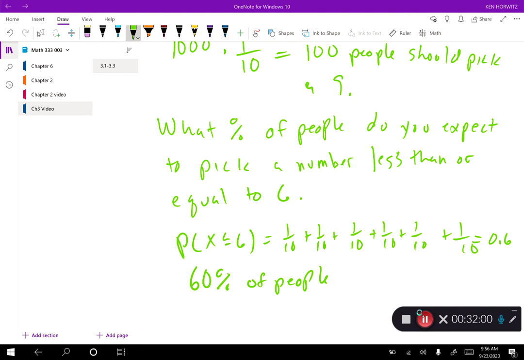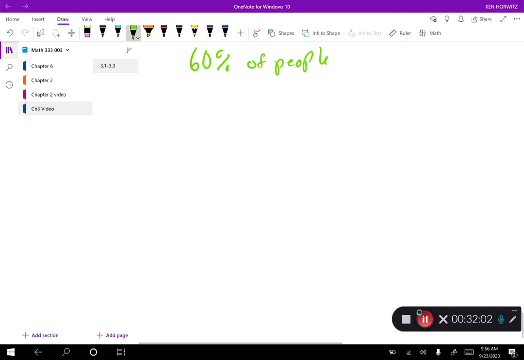All right, we have two more ideas to go through. The first is expected value.